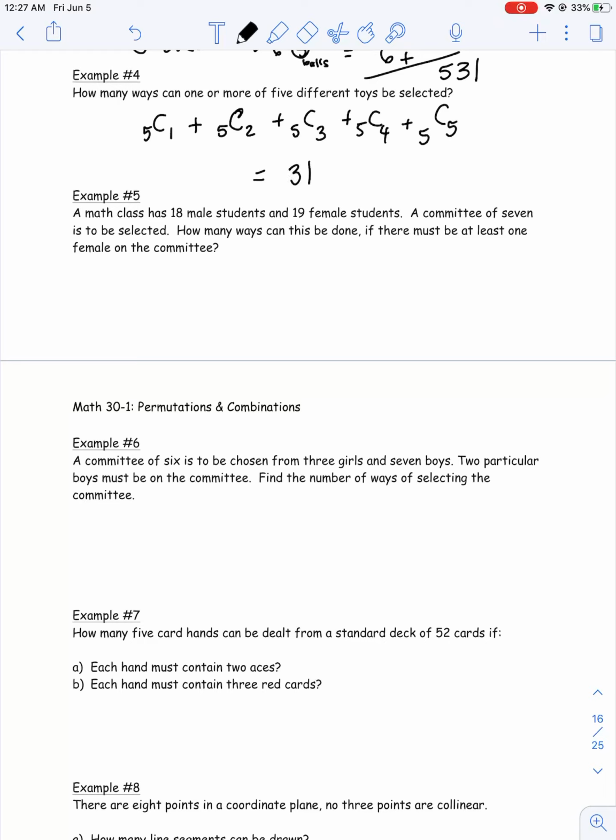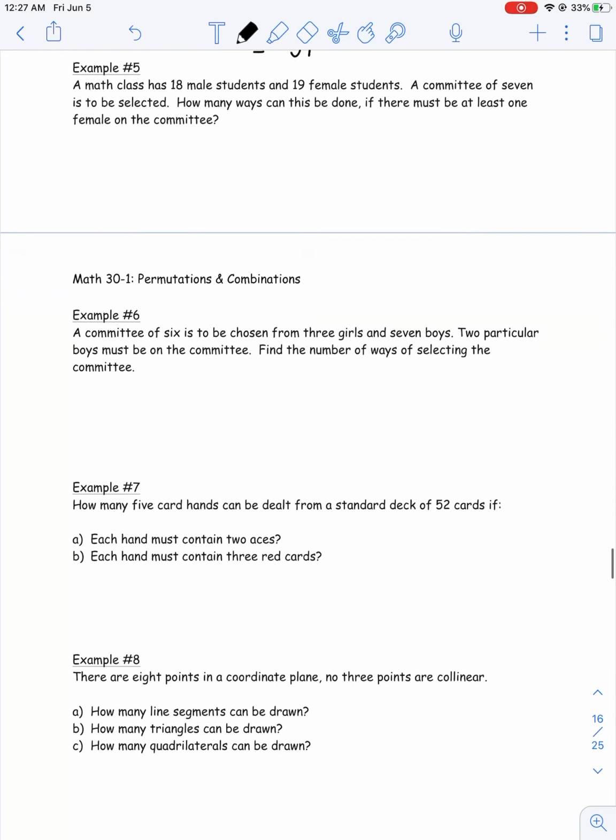So in all these cases, you should be noticing that order doesn't matter because they're just asking us to select a certain number of toys. They're not asking us to line them up or to arrange them in a picture or to rearrange them where it looks different. So order does not matter, which is why we're using this nCr.